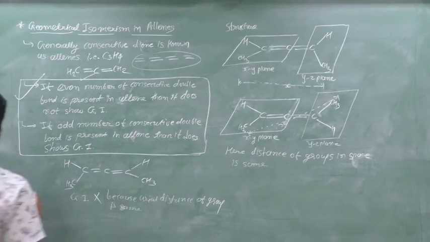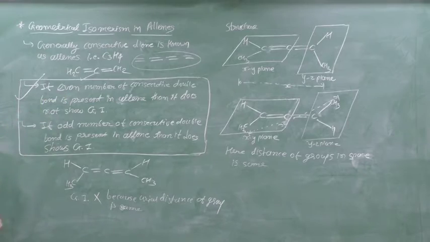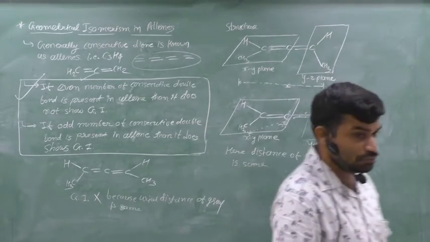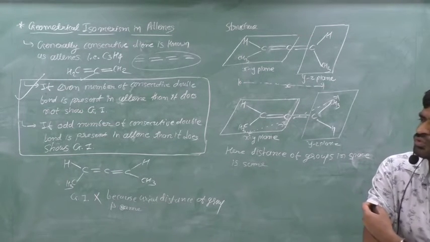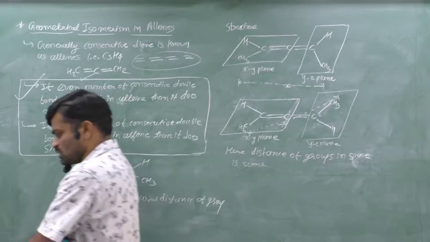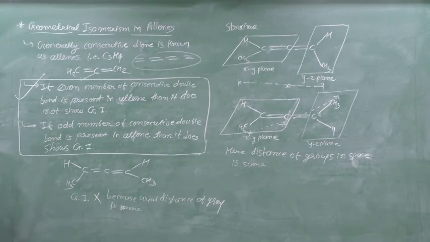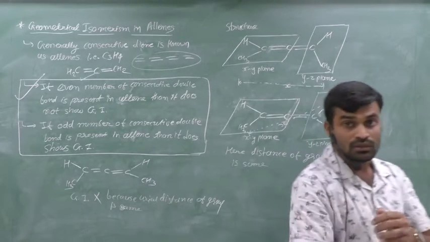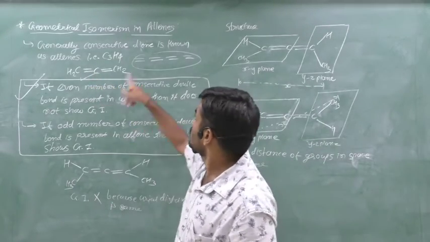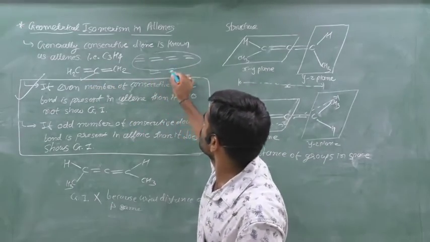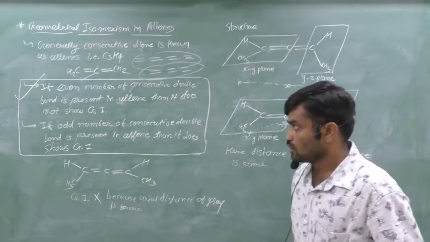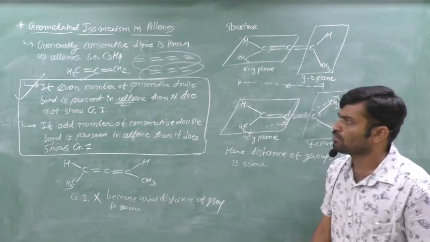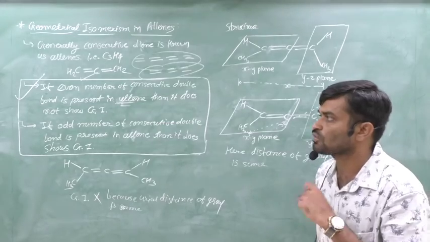What is the concept? The concept is that if an even number of consecutive double bonds is present in the allene, then it does not show GI. Even means 2, 4, 6, 8, whatever. If an allene has an even number of consecutive double bonds, here even number 2, here also even number 4. If it is like that, then you can say it is an odd number, 3 consecutive double bonds. If any allene has an even number of consecutive double bonds, it does not show the GI.